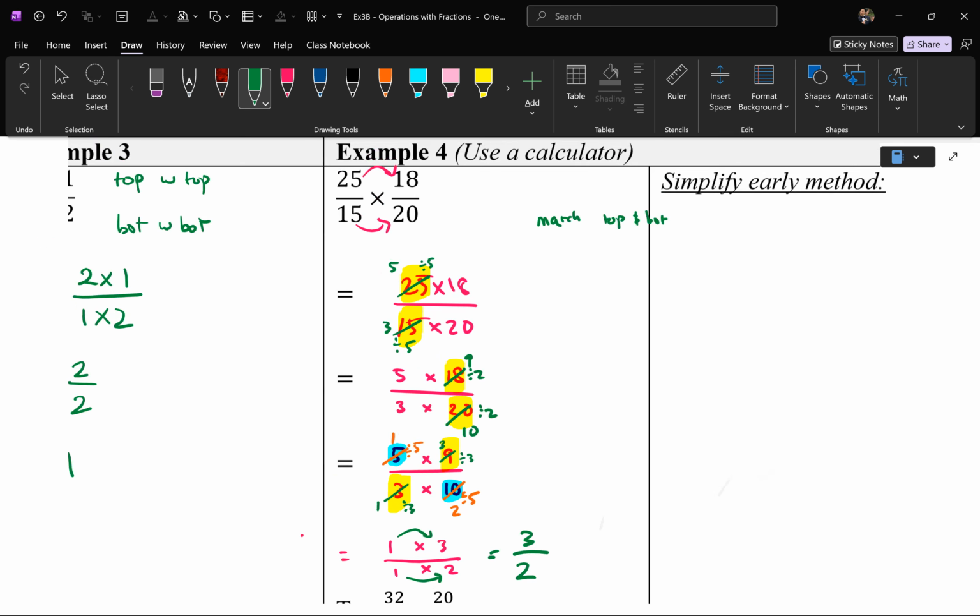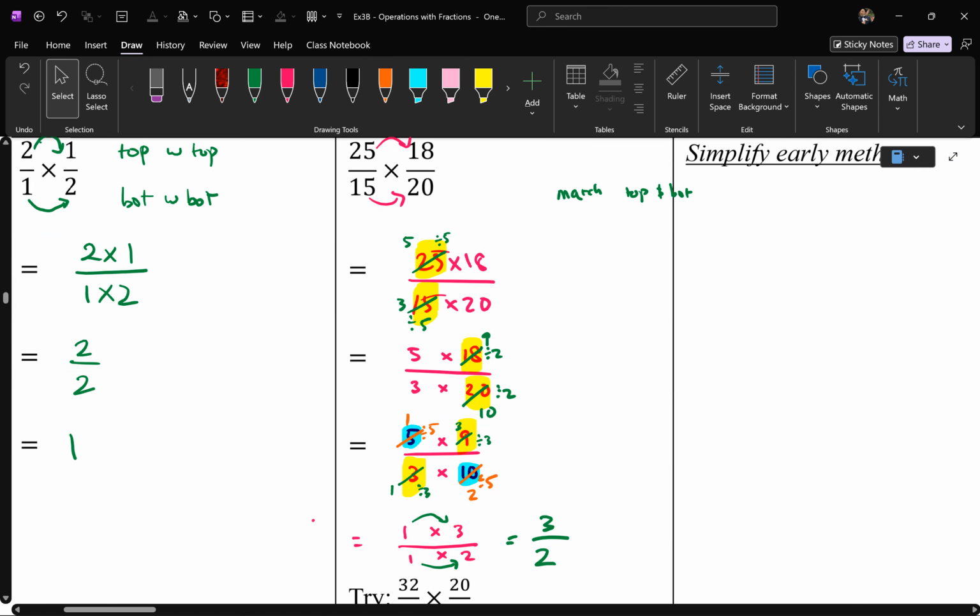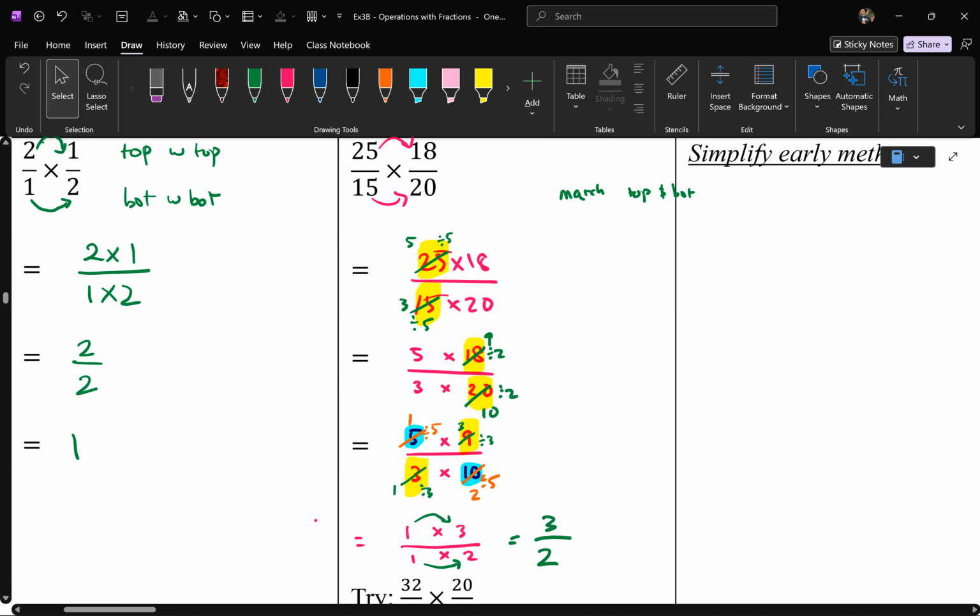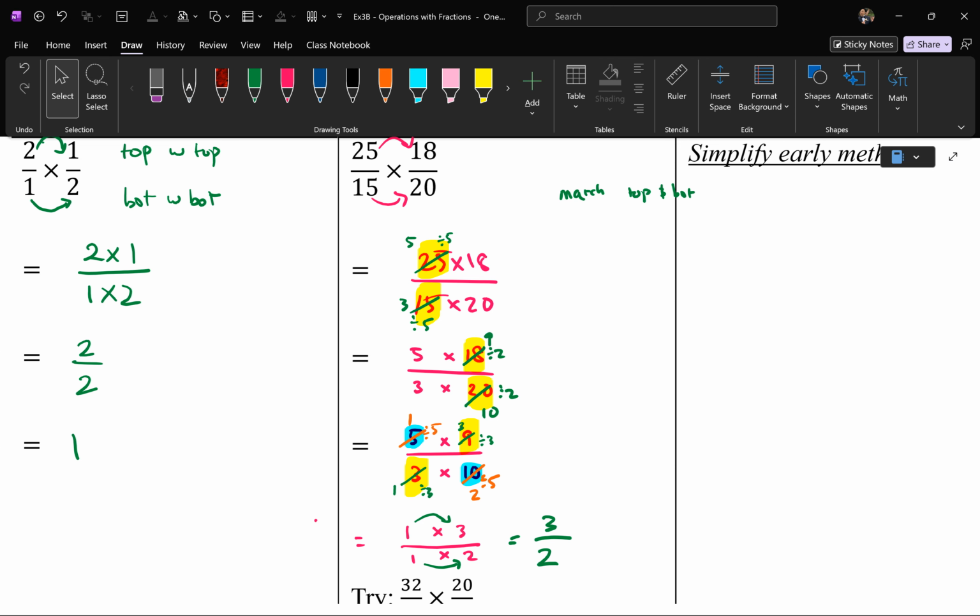The answer to this question, if I said, what is 25 on 15 times 18 on 20? The answer is 3 over 2, which is 1.5. That's the simplest form you can get to. You can write it as 1 1/2 as well, but that's what we want you to get to. And we don't want you to do it by doing 25 times 18 and 15 times 20. It doesn't matter which pairs you have chosen. The whole point is to get down to the last bit.